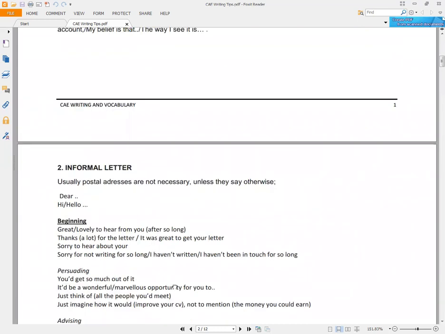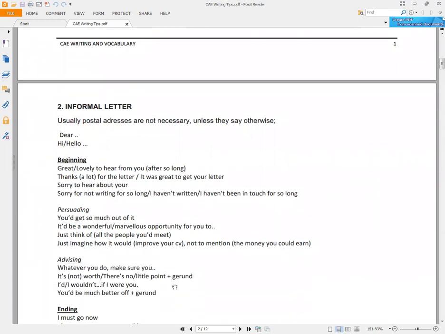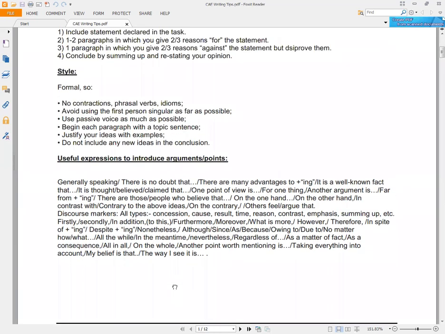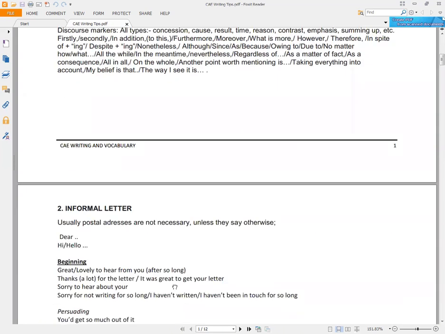Now we are with the informal letter. We have said that in formal letters, you can use no contractions, no phrasal verbs, and no idioms. But in informal letters, you can use contractions, phrasal verbs, idioms, and so on. In an informal letter, usually postal addresses are not necessary unless they say otherwise.